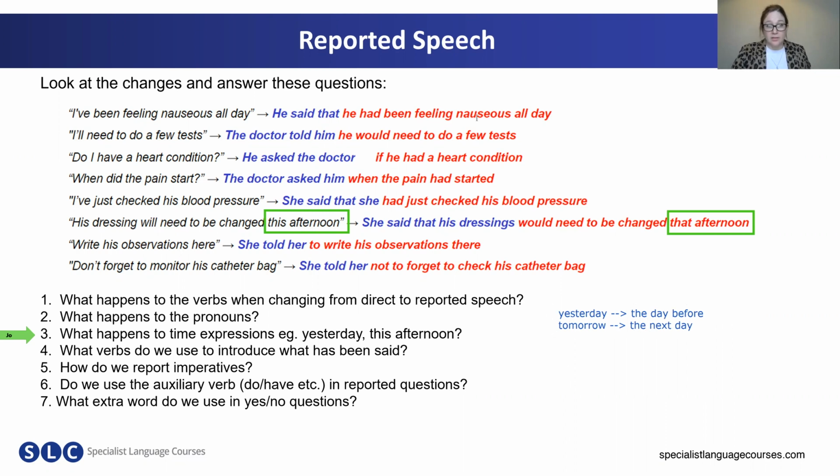There are a few other changes that also happen with words that aren't necessarily time expressions, but things like here changes to there, for example. This changes to that.